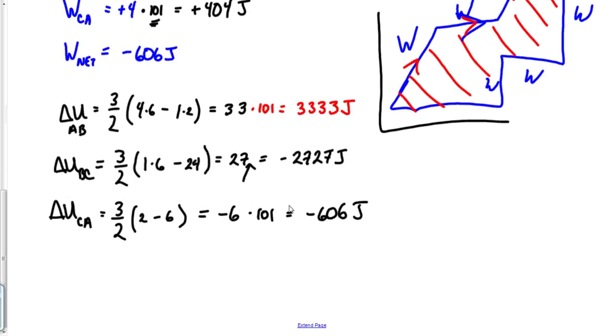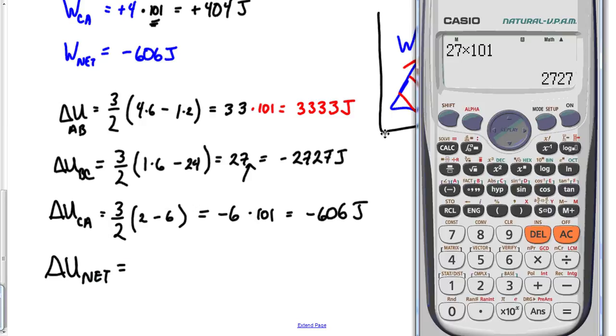So now if I want to find delta U, and if you're already looking at this problem like, I hate this thing. Well, it's the way you have to work it. To get your delta U net for the entire cycle, all we have to do, now watch this. This is going to blow your mind. Are you ready? 3 minus 27 minus 606. If you don't see it yet, check this out. What? Did that just happen? Delta U is 0. Why is my change in internal energy for the cycle 0?